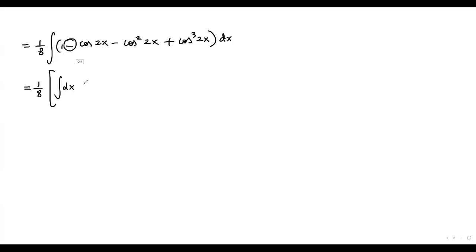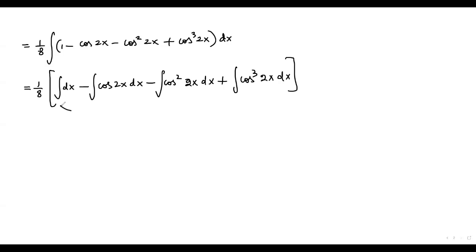Now let me take this negative sign as it is. When I distribute this integration sign to this cosine 2x, it has to be multiplied by dx. Then I'm getting integral cosine 2x times dx. Now the same thing, I have to take this negative sign as it is. When I distribute this integration to this one, I'm getting integral cosine square 2x times dx. Now let me take this positive sign as it is, integral cosine cube 2x dx. Okay, now this complete stuff is multiplied by the constant 1 over 8.